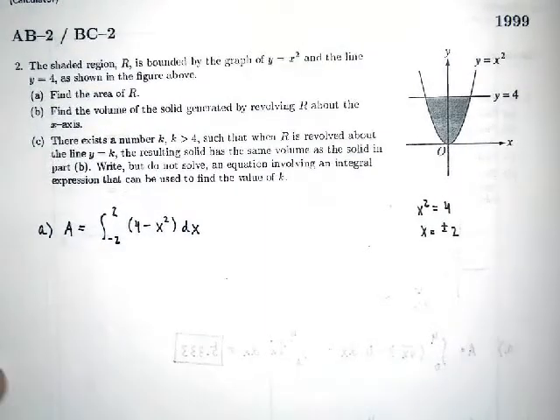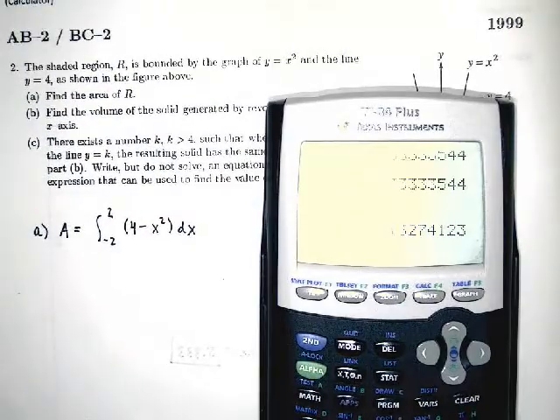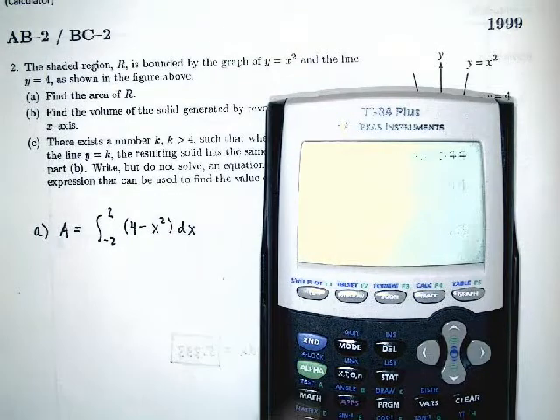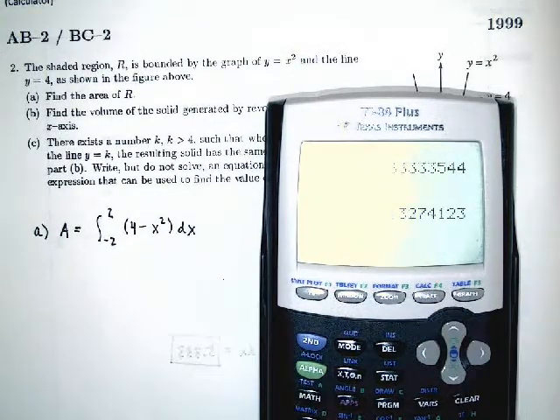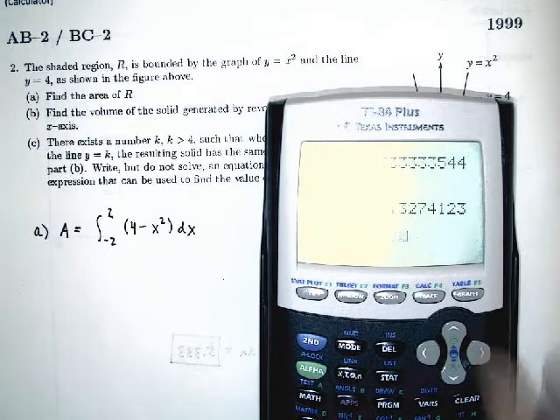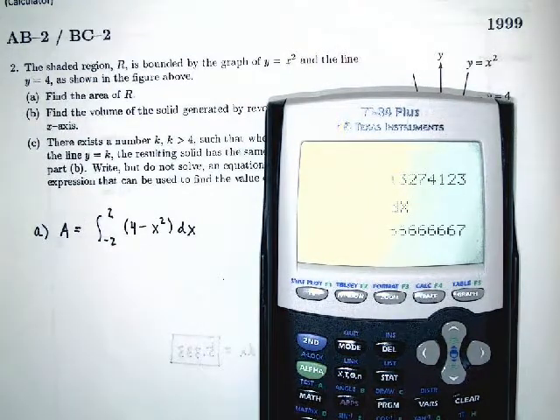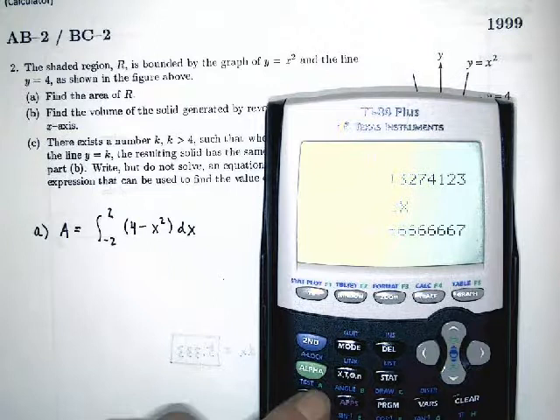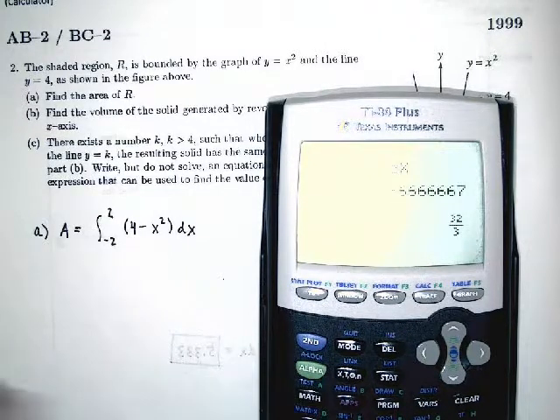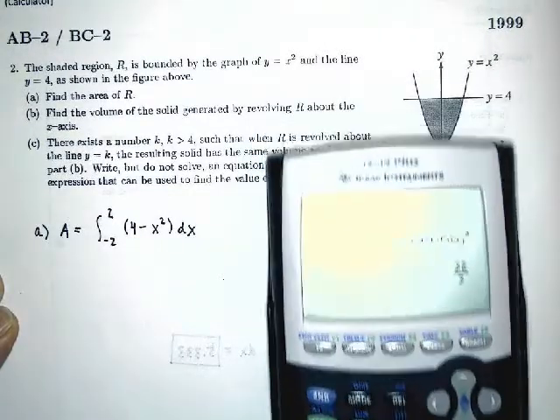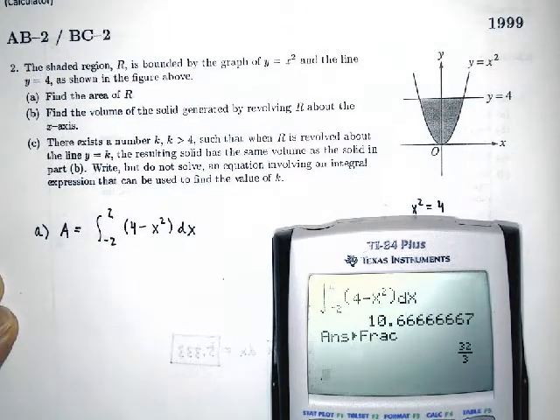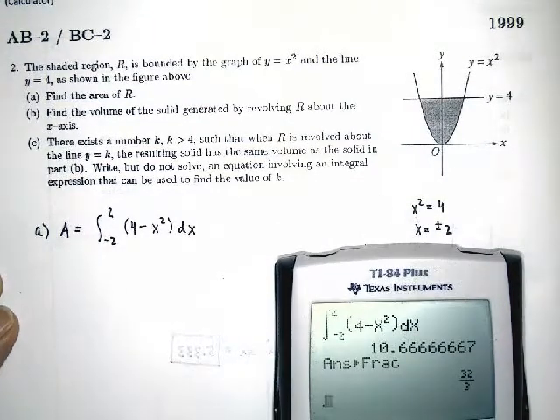And again, this is a calculator question, so I'm just going to go ahead and use my calculator. Let's see, negative 2 to 2 of 4 minus x squared dx. So I'm going to get 10.667, or I could put 32 thirds. Either one of those would be acceptable for the exam.